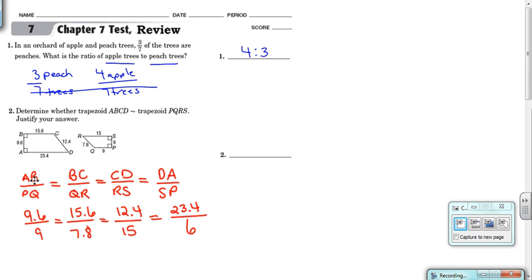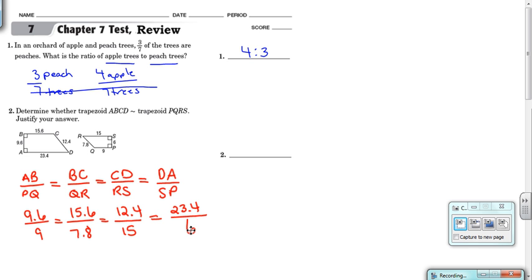So then I just filled in all the values for each segment. So I'm trying to decide, does 9.6 compare to 9 in the same way 15.6 compares to 7.8, in the same way 12.4 compares to 15, in the same way that 23.4 compares to 6?